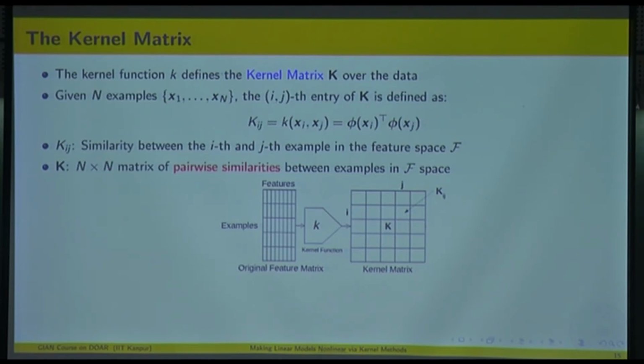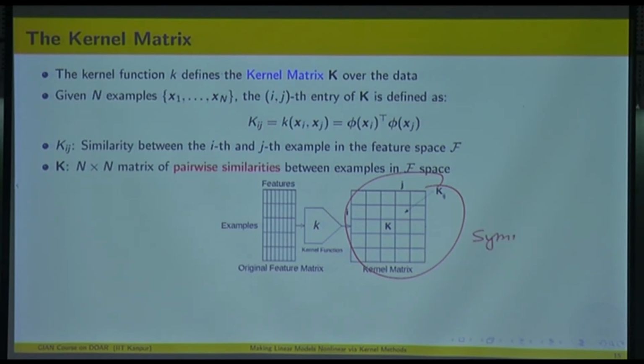Okay, so pictorially you can imagine that you have data in the form of the examples by features matrix, and then you apply this kernel function, and you get this n by n kernel matrix, where each entry gives you the similarity between the data points. Also note that this kernel matrix will be a symmetric matrix, because k of xi comma xj is equal to k of xj comma xi. Right? So this matrix is actually symmetric.